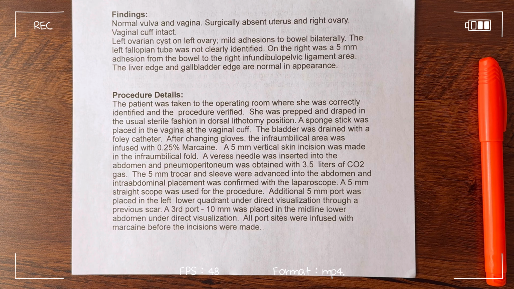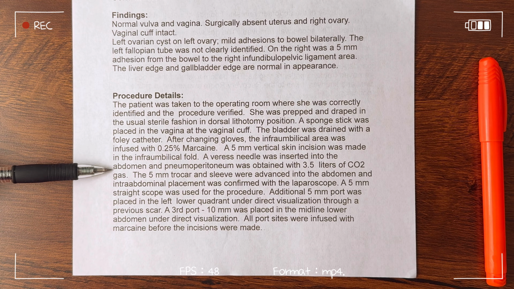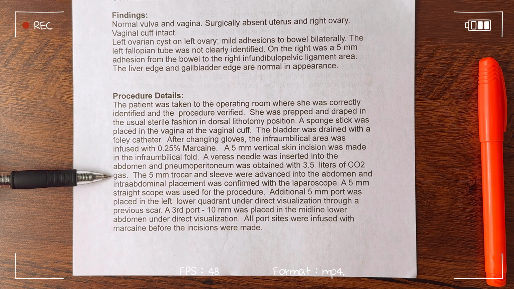A third port, 10 millimeter, was placed in the midline lower abdomen under direct visualization. All port sites were infused with Marcaine before the incisions were made. What I want you to get familiar with and what I want to stand out to you is where it says there was 3.5 liters of CO2 gas.